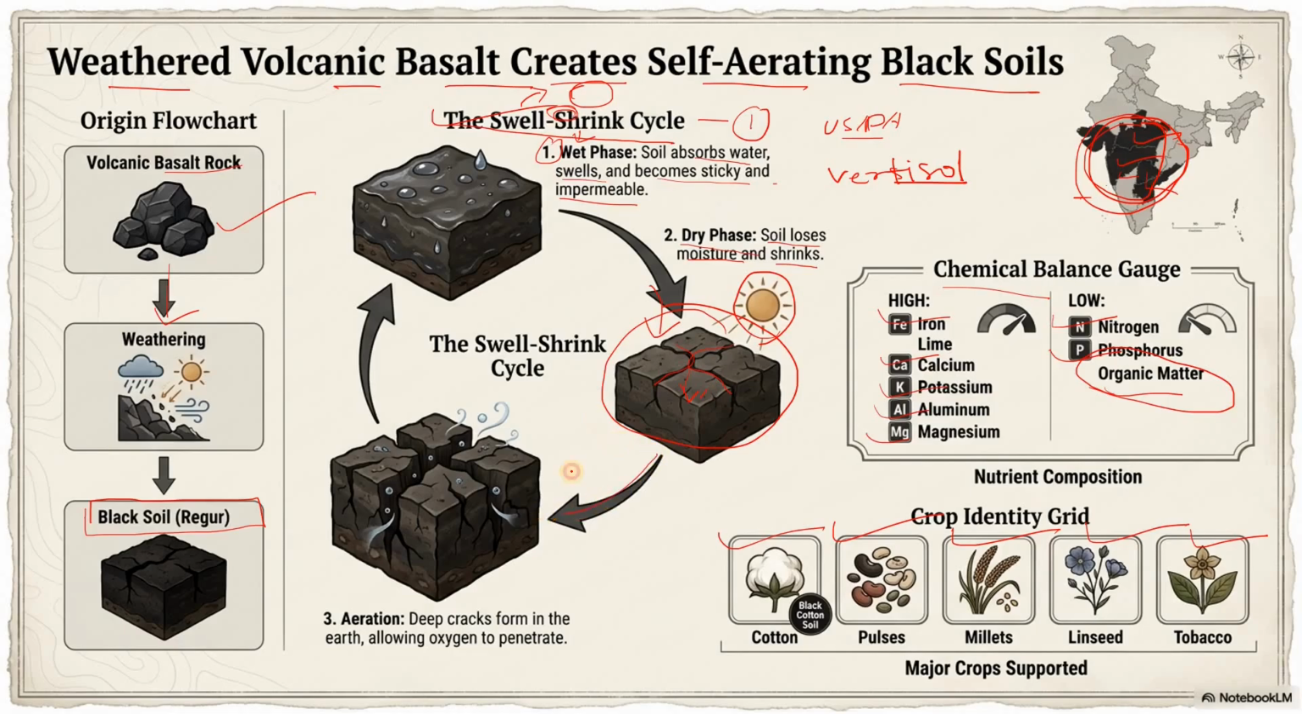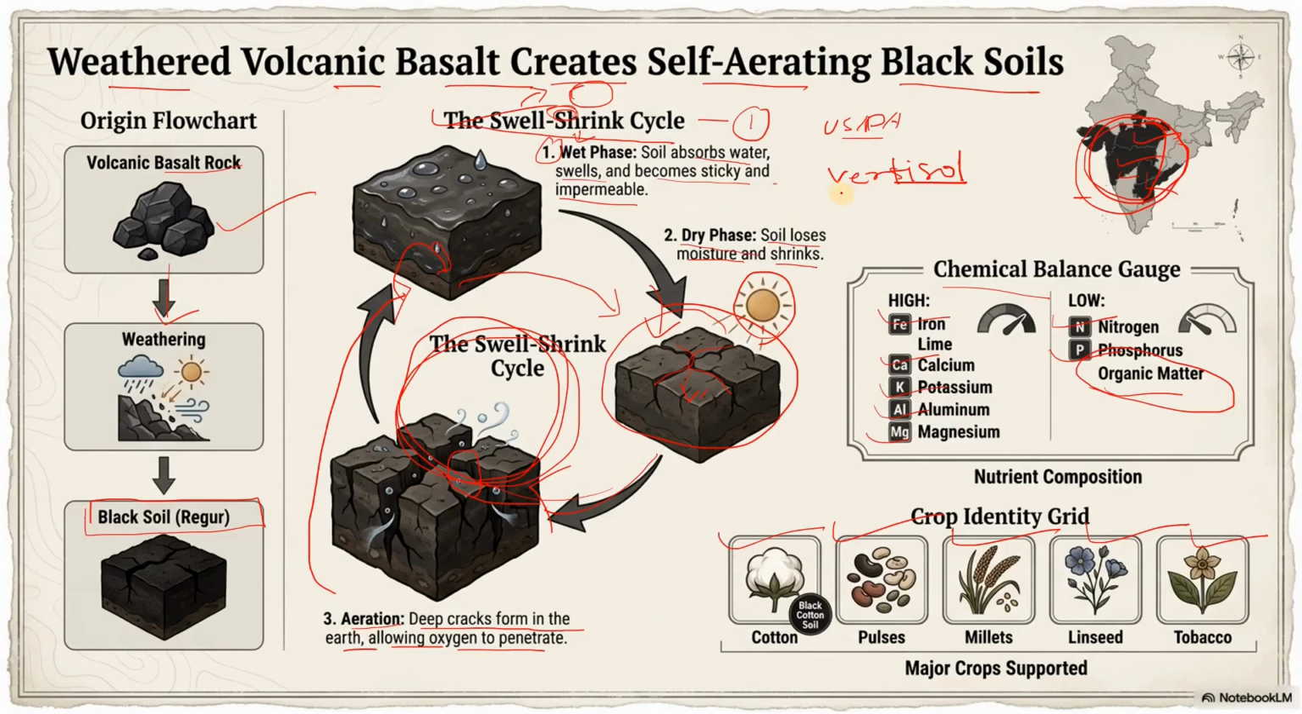Then what happened? It comes in contact with the moisture. Here is the process of aeration. Deep cracks form in the earth, allowing oxygen to penetrate. Okay, this process is called aeration. And what will happen? Again, there will be rainfall. Again, there will be a dry phase, and this makes the soil very much clayey.